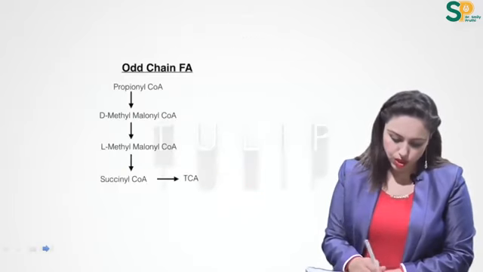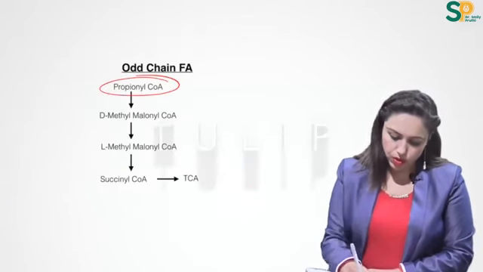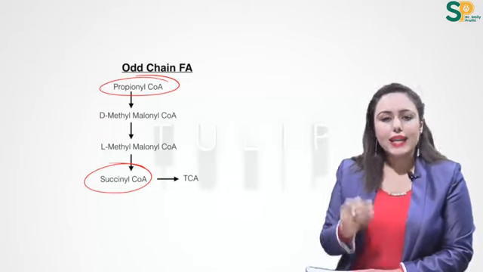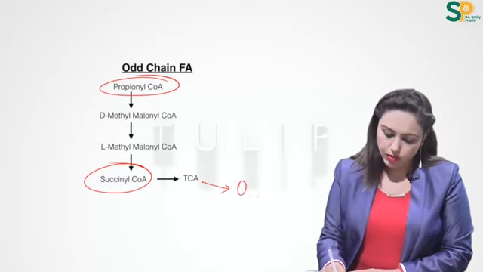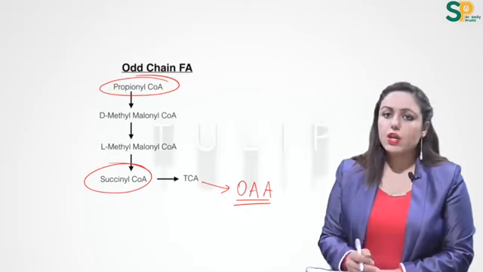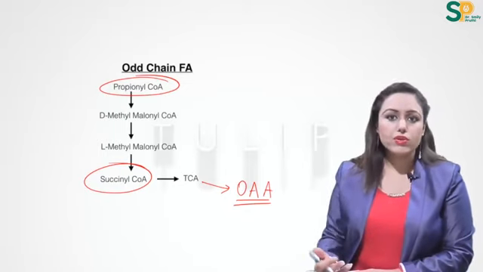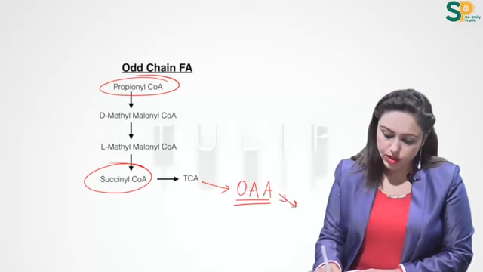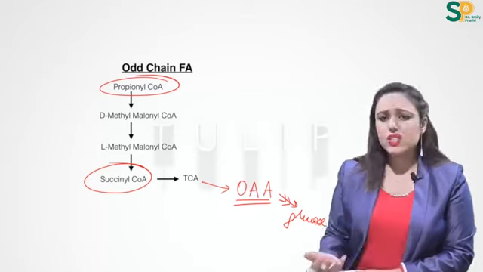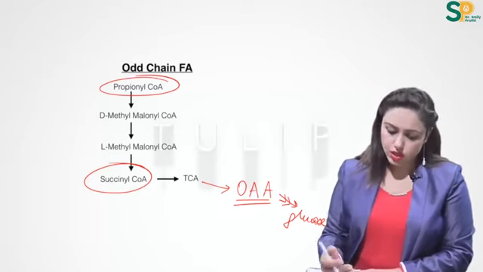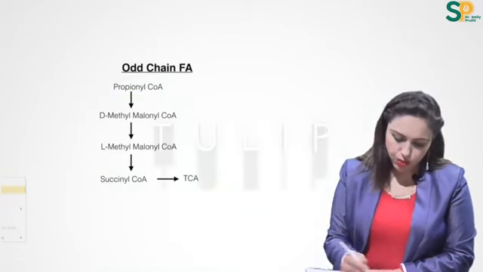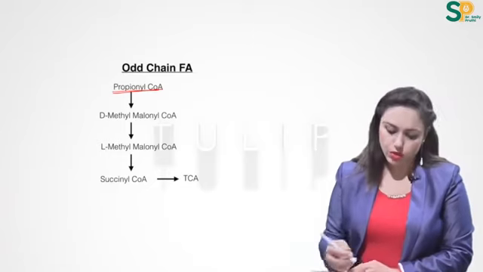But how is it glucogenic? Because this propionyl CoA is forming an intermediate of TCA cycle, that is succinyl CoA. Any intermediate of TCA cycle can form oxaloacetate. OAA stands for oxaloacetate. So any intermediate of TCA cycle can form oxaloacetate, and oxaloacetate after so many steps can form glucose, right? So this way any intermediate of TCA cycle is glucogenic. This way propionyl CoA is glucogenic. Let's see the detail of these reactions, how propionyl CoA is getting converted to succinyl CoA.